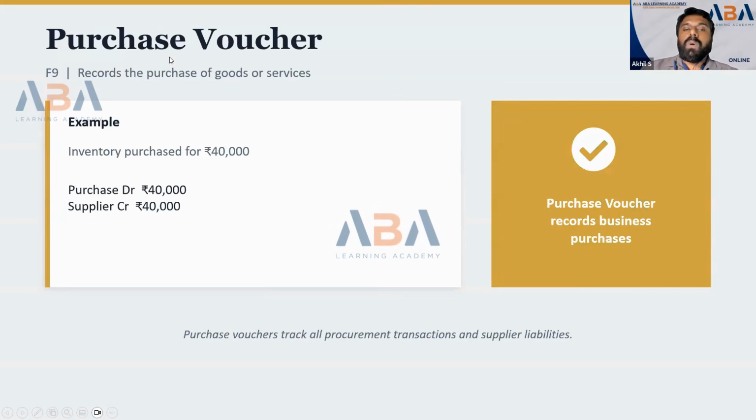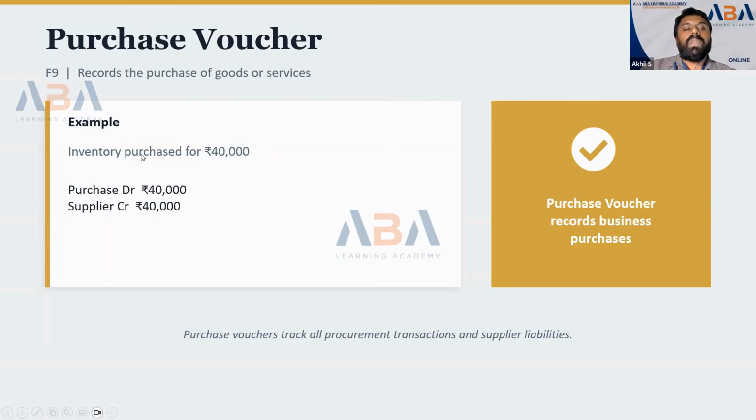And next is purchase voucher. Shortcut key is F9. It's the exact opposite of sales voucher, and we already know the purpose of this voucher. It is used to record the purchase of goods or services. If you are receiving any service from a third person, or purchasing some goods from a third person, all sorts of transactions like that you must post using purchase voucher. Shortcut key is F9.